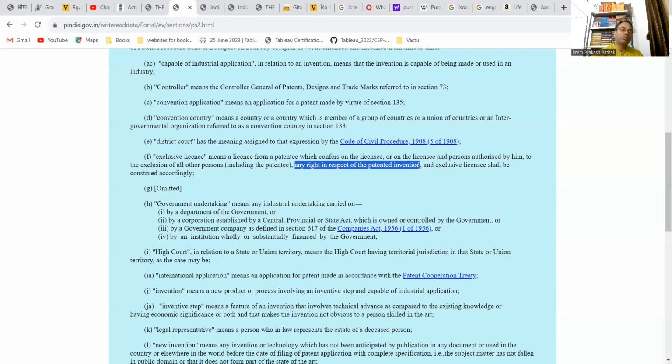Okay. So, the patentee has different rights. I mean, he can exclude others from making, using, offering for sale, and importing, and all these things he can ask others not to do. Out of this, he can grant an exclusive right for something. For example, he can grant an exclusive right just for importing. It means only the licensee can import. The patentee also cannot import because he has granted the exclusive right for that invention in that respect. And exclusive licenses shall be construed accordingly.